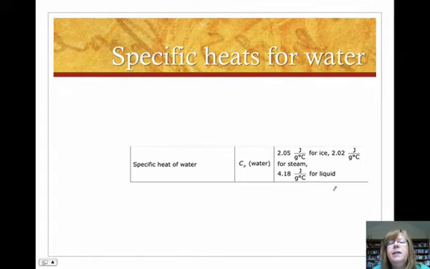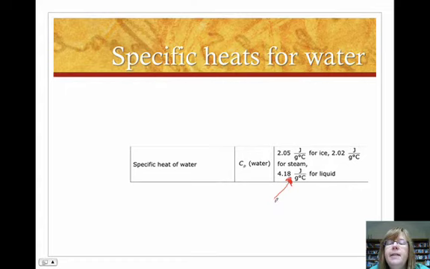Now, we're going to be using specific heats of water. And so this also came from your reference table. The specific heat of water, or capital C, and they put a little p in there, of water. And look at this. It's different depending on the phase of water. So for ice, it's 2.05. For steam, it's 2.02 joules per gram degree C. And then for liquid water, it's 4.18 joules per gram per degree C. That's the highest specific heat that we've seen so far in this video. So this is a high specific heat.